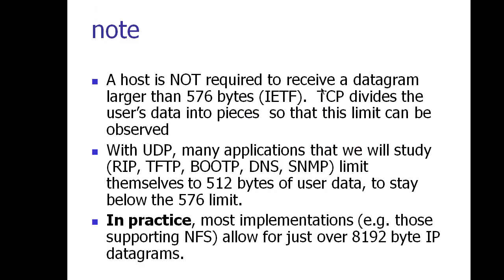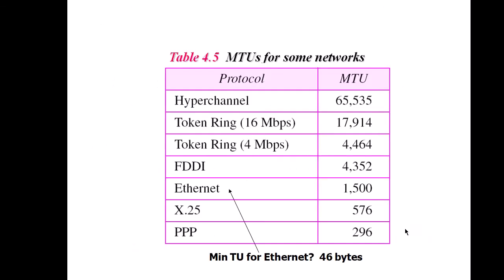So a host isn't required to receive a datagram larger than 576 bytes, and that is specified by the Internet Engineering Task Force, I think. TCP divides the user's data into pieces or chunks so that this limit can be respected and observed. With UDP, many applications that we will study limit themselves to 512 bytes of user data in order to stay below the 576 byte limit. So in practice, most implementations allow for just over 8,192 byte IP datagrams.